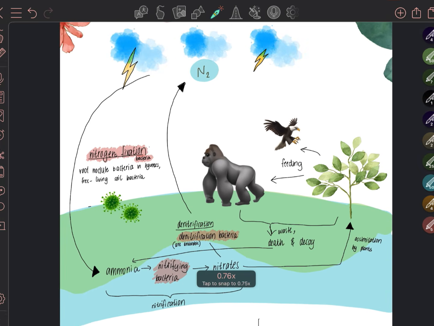Let's see here. So, you have this process here. You have nitrogen fixing bacteria, and this is present in the root nodule bacteria in legumes. These are some kind of plants, and also in free living soil bacteria. They have nitrogen fixing bacteria, and they take the nitrogen from the air and convert it into ammonia.